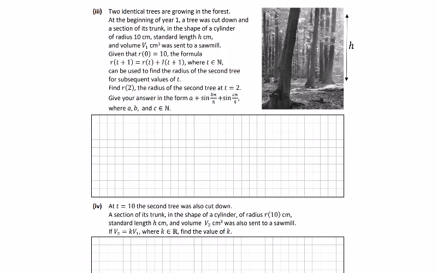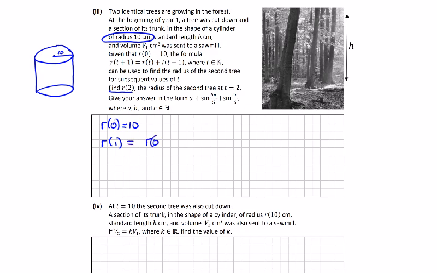Part 3. So 2 identical trees are growing in a forest. At the beginning of year 1, a tree was cut down and a section of its trunk in the shape of a cylinder of radius 10, standard length h. So we have a trunk cut down, 10 is my radius at the end of year 1. So that's R0. R0 is equal to 10 here, which we're told. Now find R2, the radius of the second tree, 2 identical trees, so this is still growing. So let's have a look at R1.